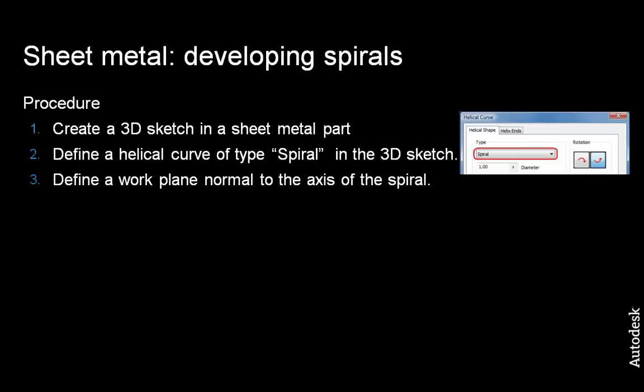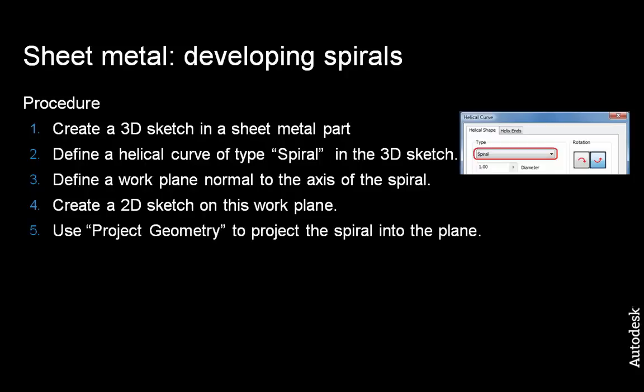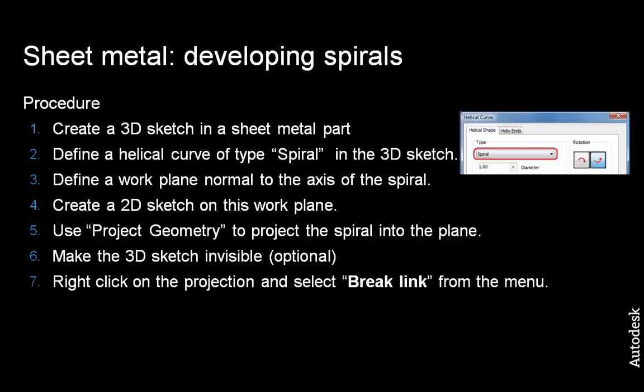Then we define a work plane normal to the axis of the spiral, and we create a 2D sketch on that work plane. A very crucial step in the whole process is to use the project geometry command to project the 3-dimensional spiral onto the 2-dimensional sketch. At that point, the 3D sketch can be made invisible.